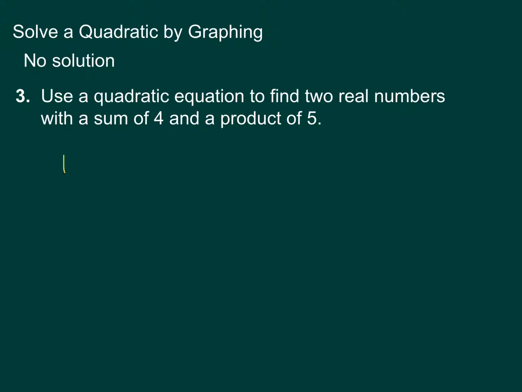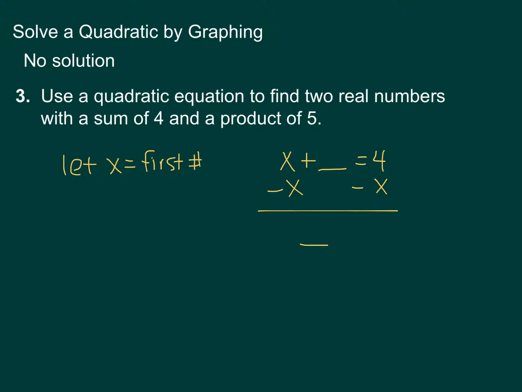So I'm going to say let x equal the first number. We're saying two real numbers whose sum is 4. So I know that x plus whatever other number is equal to 4. Well, I don't really want to introduce another variable here, so what I'm going to do is just solve for that other number. If I subtract x from both sides, whatever that other number is, it's 4 minus x.